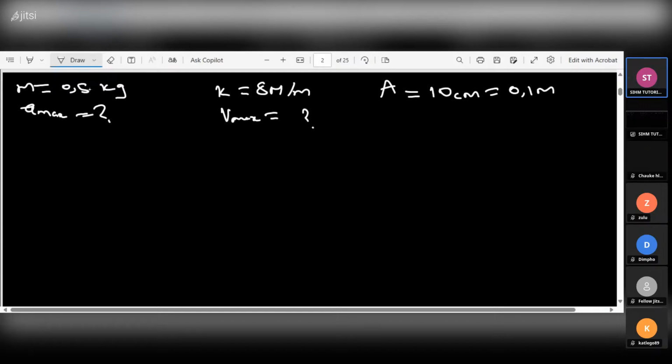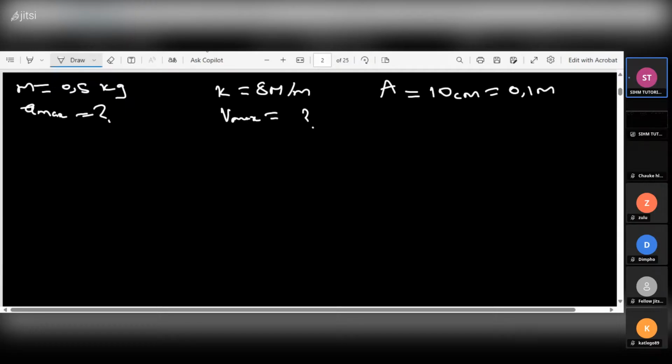So you check what you have. You have 0.5 kg, you have 8 Newton per meter, and then you also have A, which is the amplitude, which is 10 centimeters, which is the same as 0.1 meter. Remember, in physics you deal with meters, so you need to change that centimeter into meters.